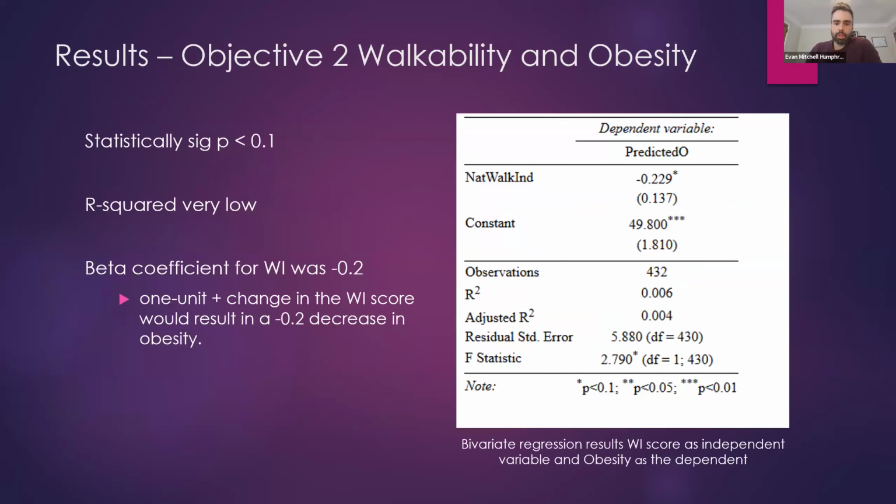So for objective 2, the regression of walkability is the independent variable and obesity is the dependent variable. The R-squareds were very low, so we're looking for an R-squared closer to 1. But the beta coefficient for the walkability index is negative 0.229, meaning that a 1 unit change in walkability score results in a 0.2% decrease in obesity, which is a very minute change, though statistically significant.